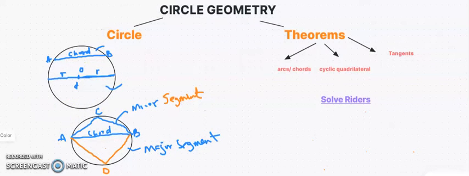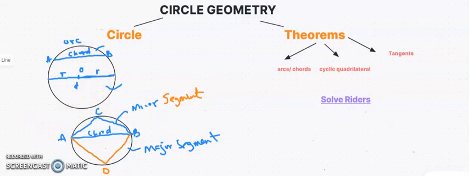Now we talk about arcs. An arc is the distance between 2 points on a circle measured along the circumference. So this is an arc of a circle. The distance from point A to point B measured along the circumference of the circle. A chord is a line and an arc is a part of the circumference of the circle. Now you understand the difference between an arc and a chord.